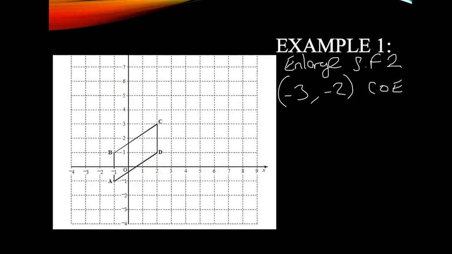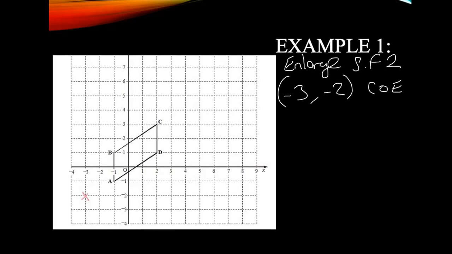The first thing we're going to do is find -3, minus 2. So remember, that's along the corridor, and in this case down the stairs. Here, this cross here, is where I'm going to be enlarging from. And we're going to do it a scale factor of 2. Okay, let's have a go then.